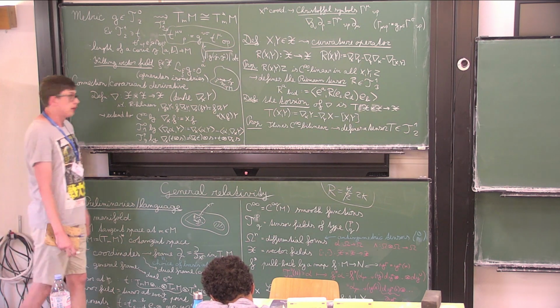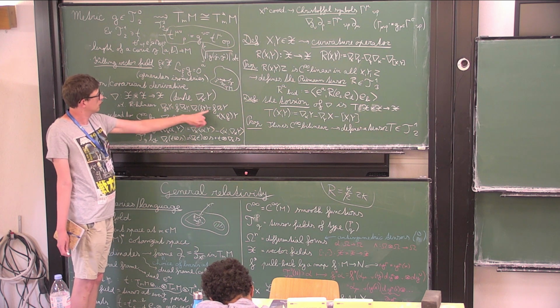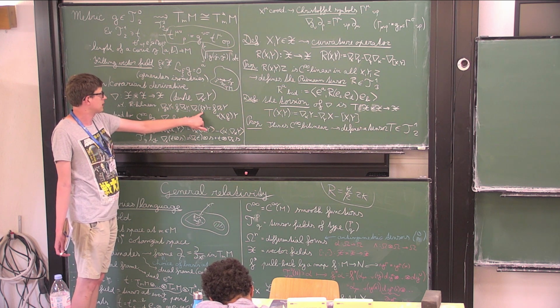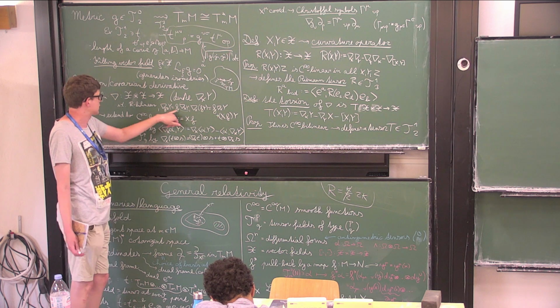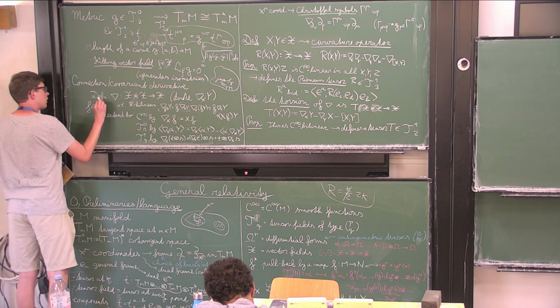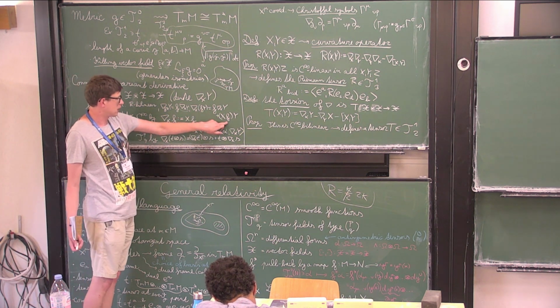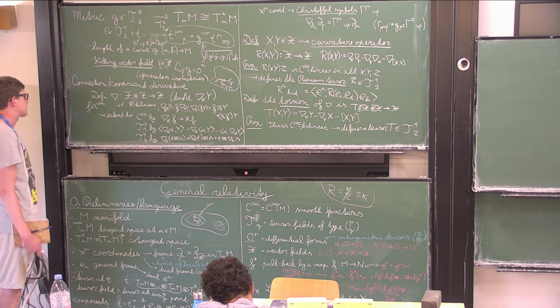And finally, you want this derivative property: if you multiply the second slot with a function f, a smooth function, then you want that it's not tensorial there, but there is a derivative term acting on f. This is kind of important.